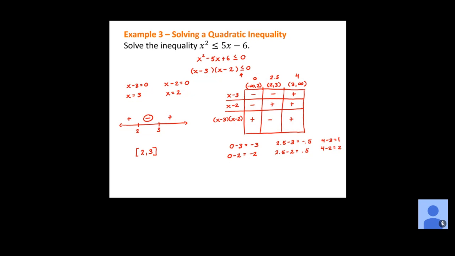But again, this is the only way we can actually determine which intervals we're going to look at. Okay, you can't just take the factors and set them less than or equal to 0, because that's just not going to give you the right solution.